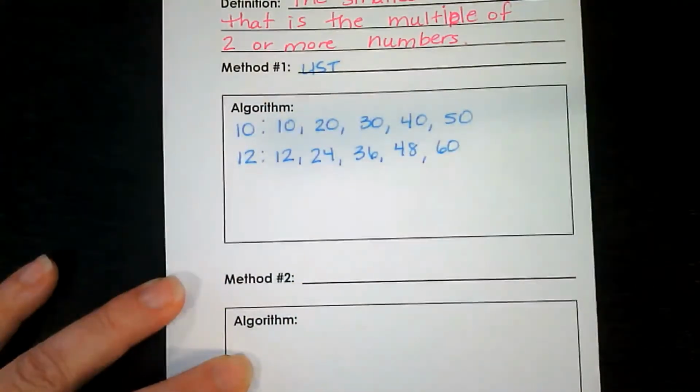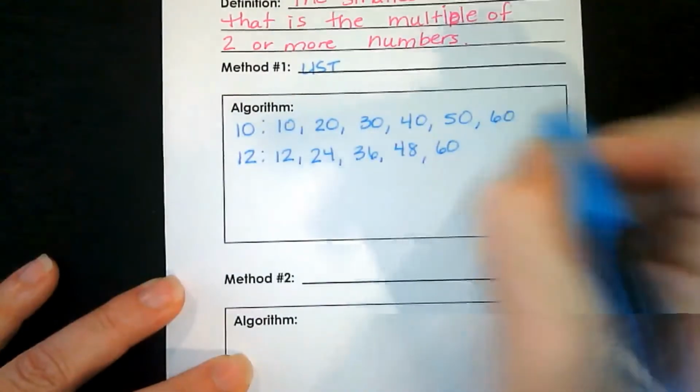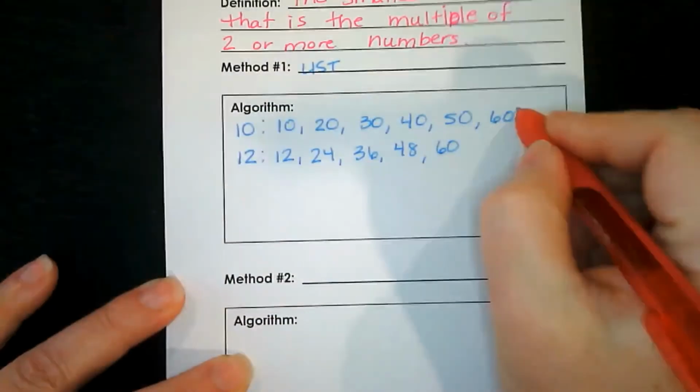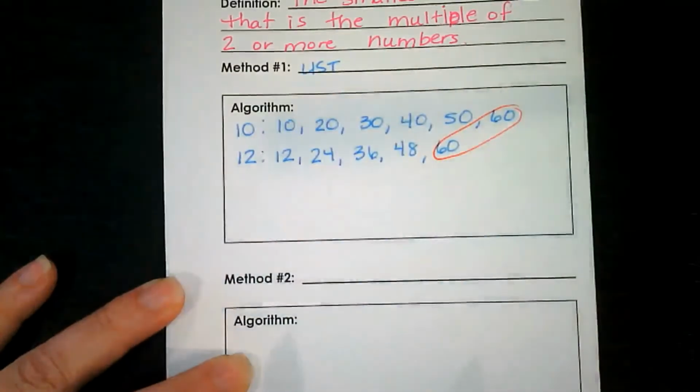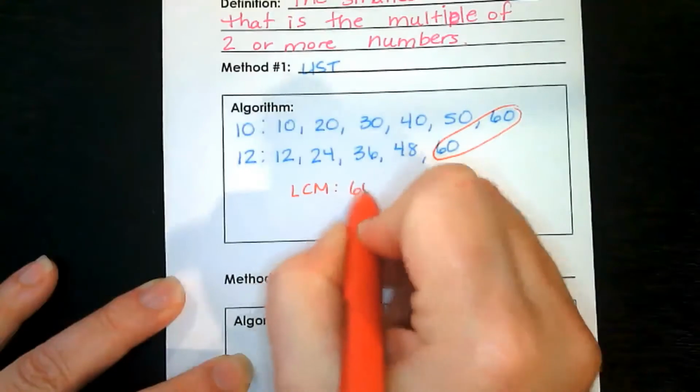Notice that we still have not gotten a common multiple. But if I add 10 more here, so this would become 10 times 6, now I have found the smallest number that they share in common as multiples. So the LCM is 60.